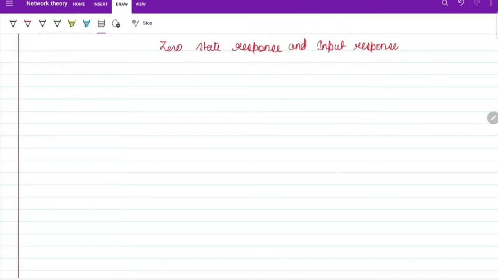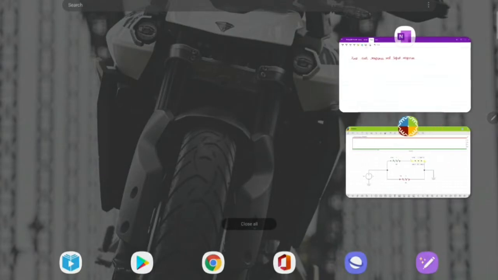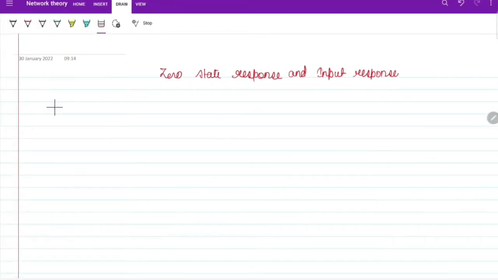Now our topic is zero state response and zero input response. Suppose we have an RL circuit. To find the instantaneous current in this circuit, if we apply voltage across it, we will find the voltage equation for this circuit.